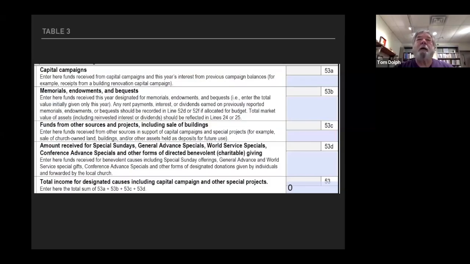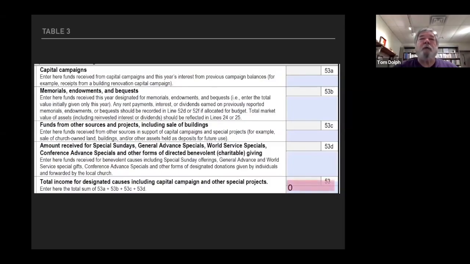And then if you receive money for special Sundays, advanced specials, other forms of directed giving, for example, someone wants to give to the children's home through the church, and they give it to you and you pass it on to the children's home, those kinds of funds would go here.